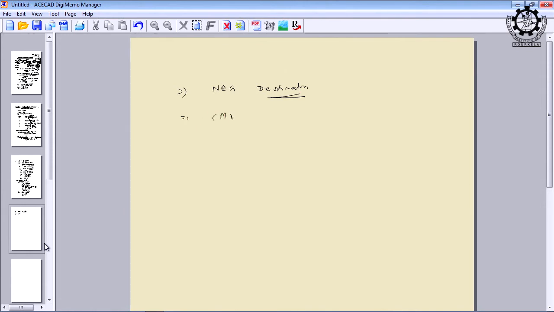Next example, arithmetic instruction: compare destination and source. In the place of source and destination, either you can write data, or you can write a register, or you can write a memory location. Okay. So, what is the comparison?